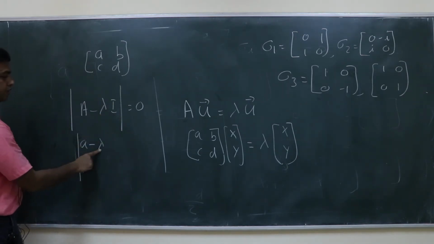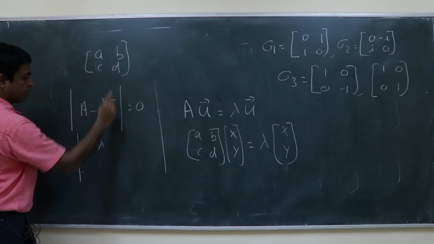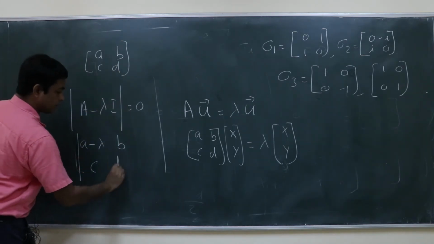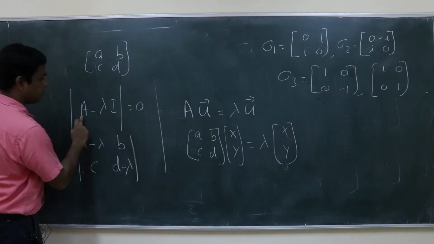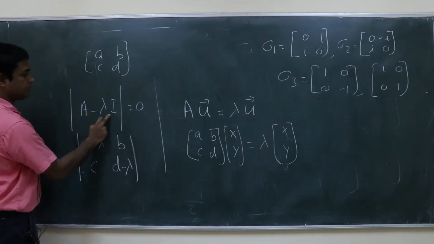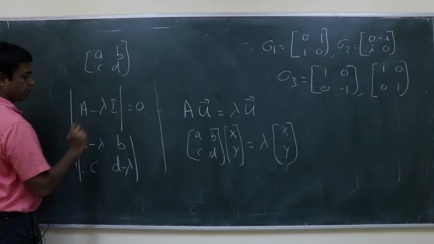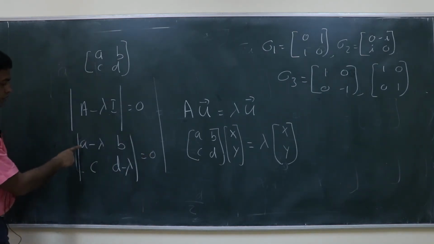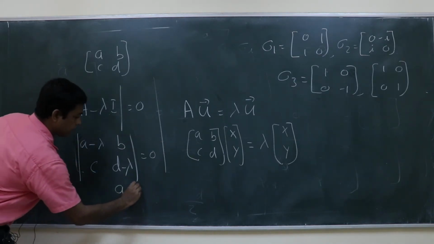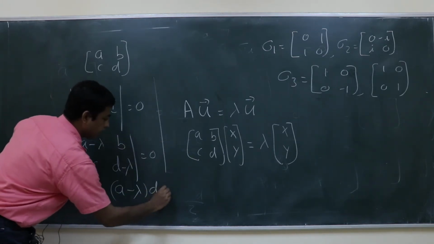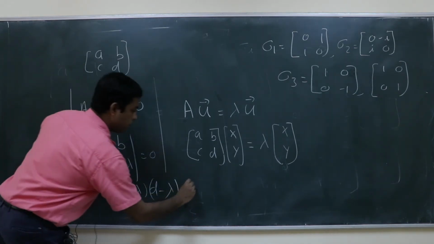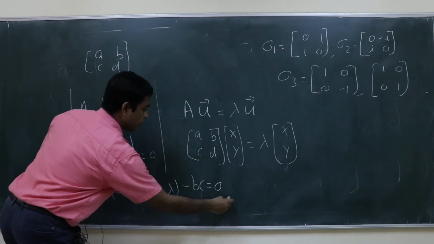So A minus lambda, next is B, this is C, and this will be D minus lambda. So A minus lambda I is a matrix, and then you have to find the determinant of that. That will give you the characteristic equation. So what is the equation you are going to get here? You will get A minus lambda into D minus lambda, minus BC, equal to 0.